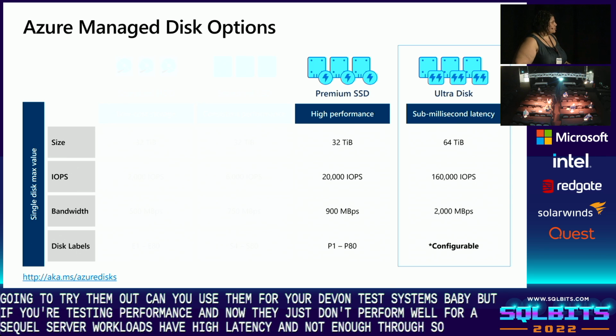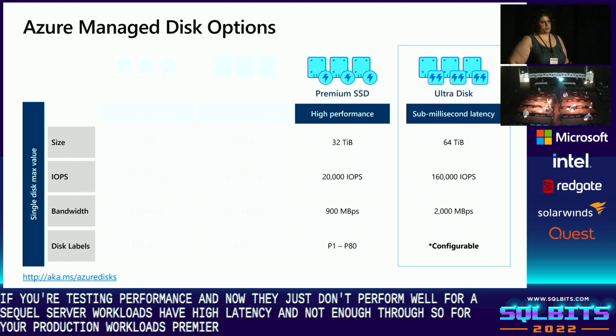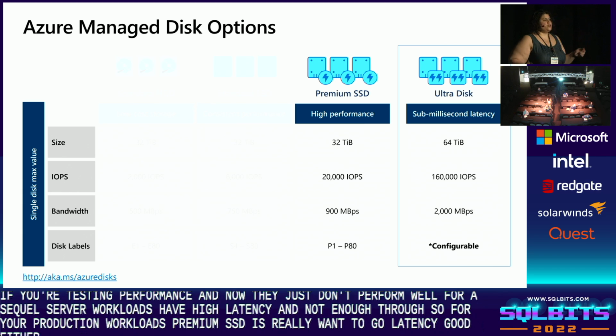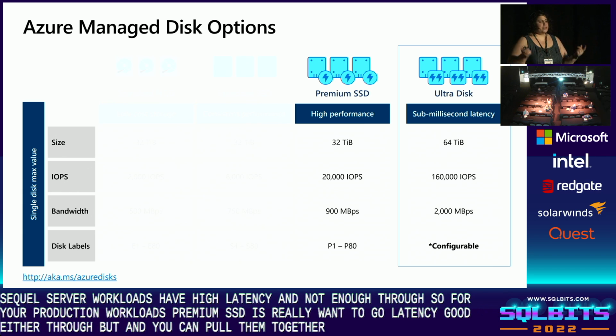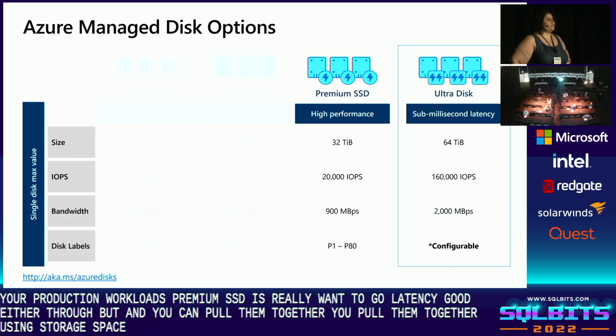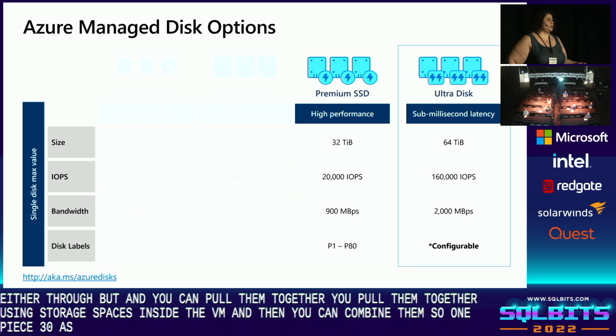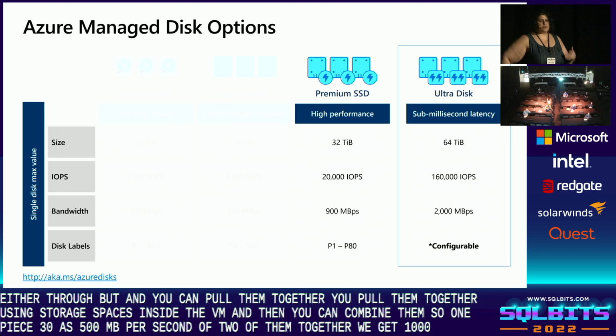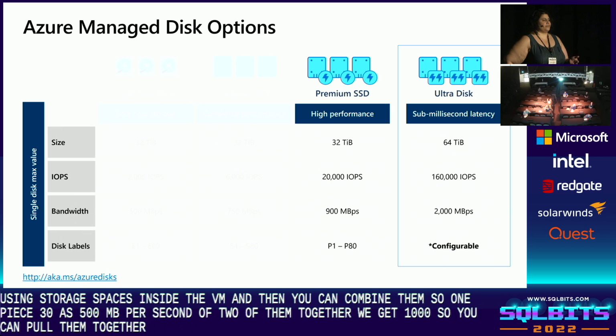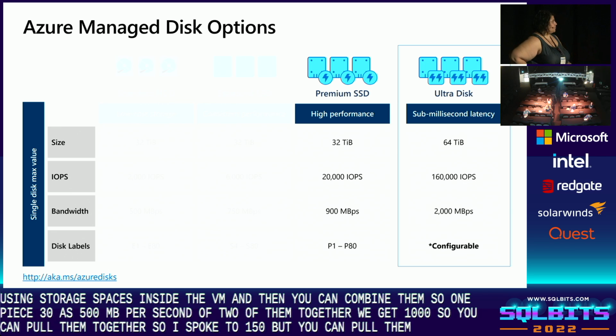So for your production workloads, premium SSD is where you want to go. Premium SSD has relatively low latency, good I/O throughput, and you can pool them together. You pool them together using storage spaces inside the VM, and then you can combine them. So one P30 is 500 megabytes per second. You have two of them together, you get 1,000, right? Sorry, it's not 500, it's like 250. But you can pool them together.